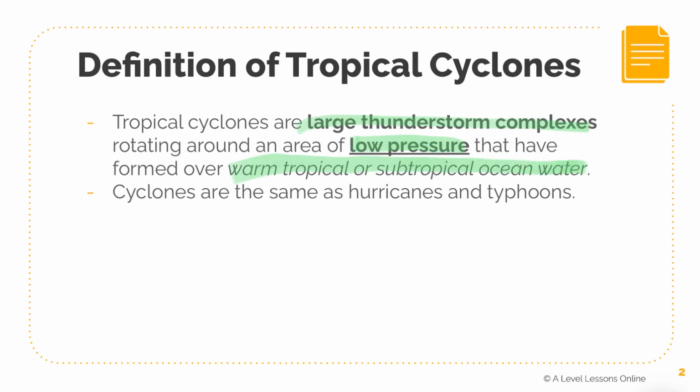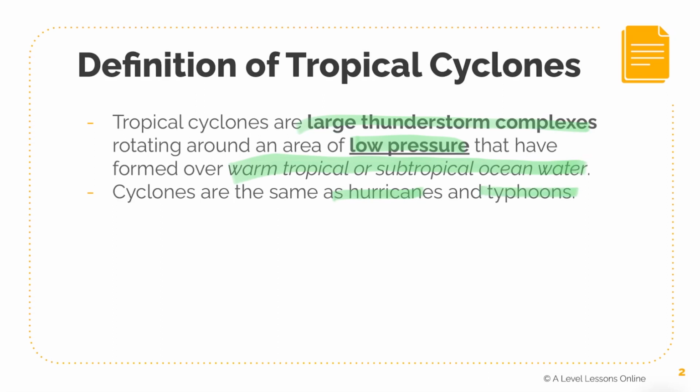Like we have gone through before in our Hadley cell video, when the temperature is high, it means that the pressure is low, and vice versa. High pressure is usually brought about by lower temperatures. So when there are higher temperatures in a water body, it makes it more favorable to form this region of low pressure, which allows tropical cyclones to form. They're also known as hurricanes or typhoons.